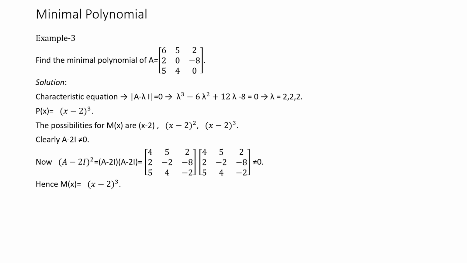First, we will check whether A minus 2I equals 0. Clearly, it is not equal to 0. So, we will check whether (A minus 2I) the whole square equals 0. For that, find out (A minus 2I) the whole square, and clearly it is not equal to 0. Since A minus 2I and (A minus 2I) the whole square are not equal to 0, the only possibility is (A minus 2I) the whole cube is equal to 0, and hence here also the minimal polynomial is the same as the characteristic polynomial.